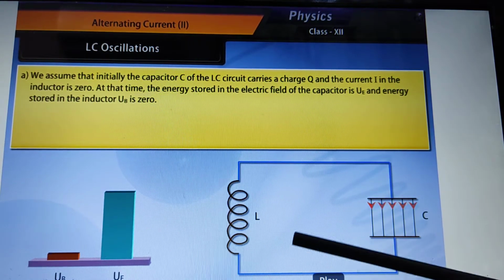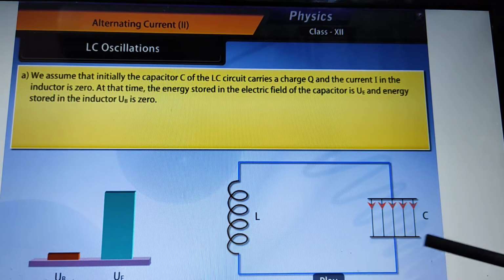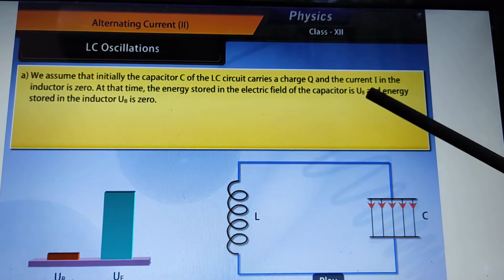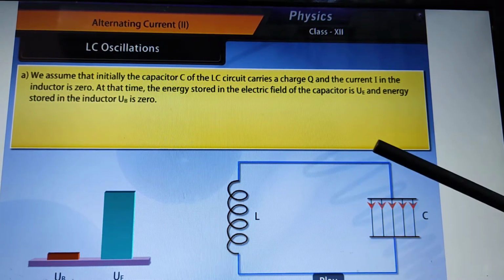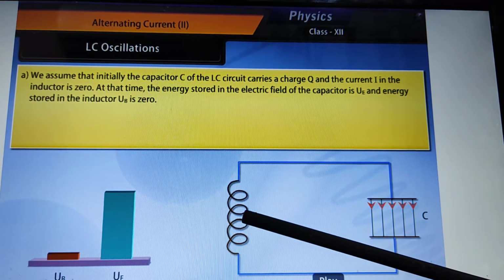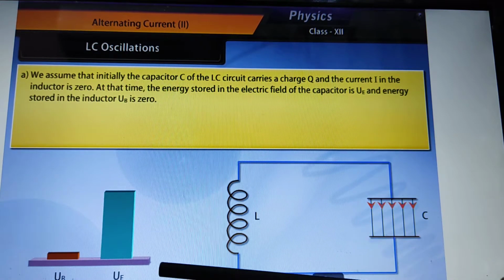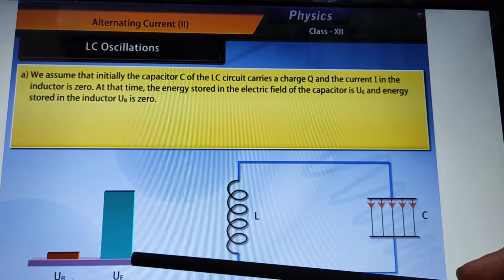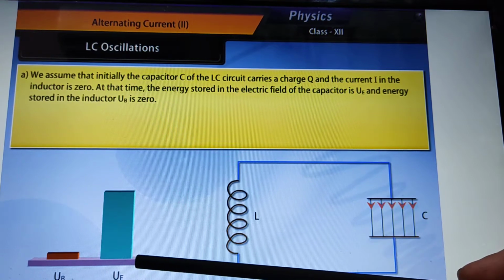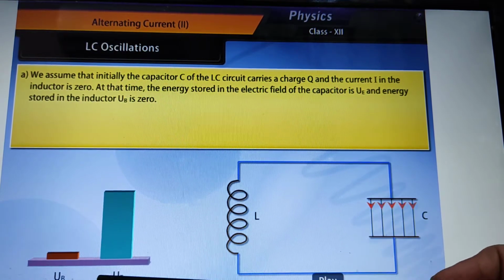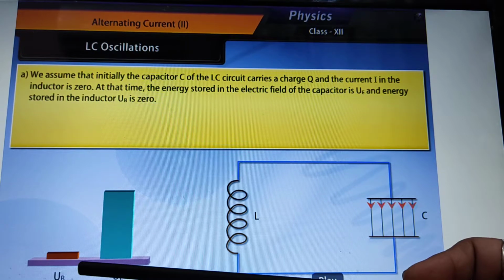At that time, the energy stored in the electric field of the capacitor is considered as UE and the energy stored in the inductor, UB, is 0. You can see it here. The energy stored in a capacitor is UE because of the electric field and in an inductor is 0.